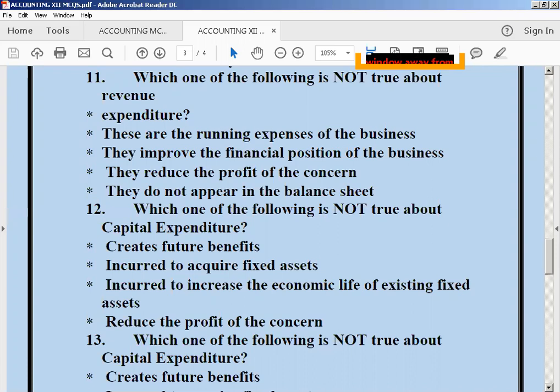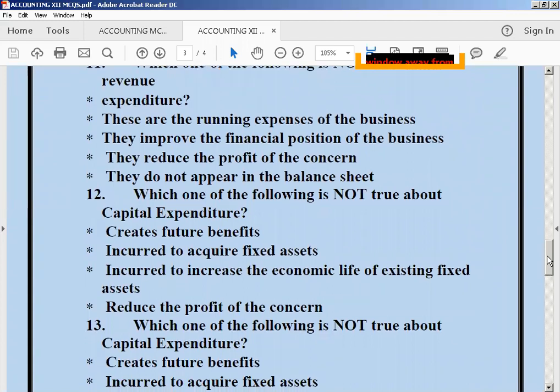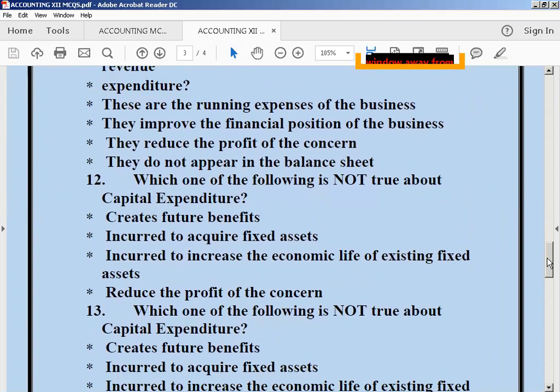It is a very good MCQ, and they are asking which one is not true. Okay, it means all the three options are correct. One is wrong. The capital expenditure reduces the profit of the concern, incurred to acquire fixed asset, create future benefits, incurred to increase economic life. Okay, I proceed further. Hope you have done it. Students, be quick. We have to discuss answers also.